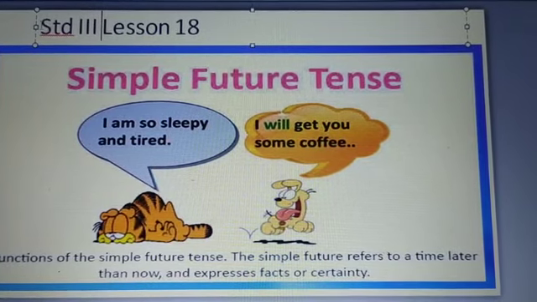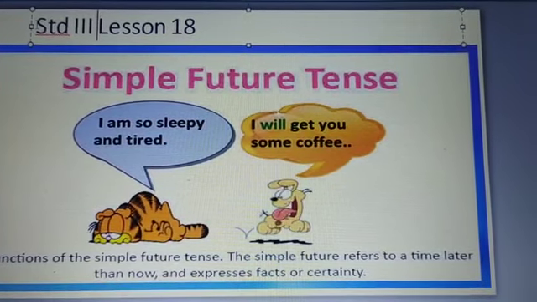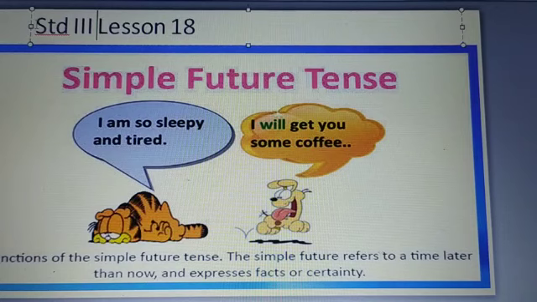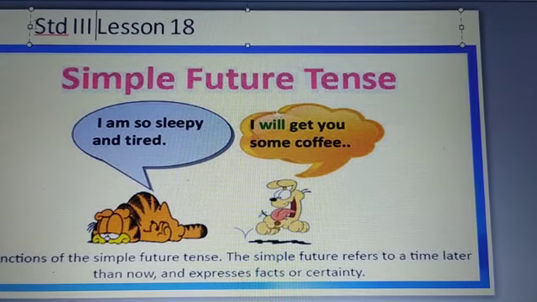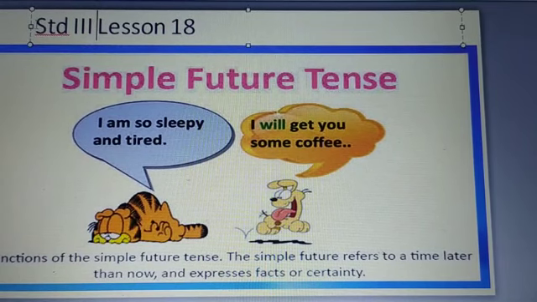Welcome back to Standard 3 English Language, Lesson 18, Simple Future Tense. In this lesson, we are going to learn about simple future tense. The simple future tense refers to time later than now and expresses facts or certainty. Let's have a look at what simple future tense is.